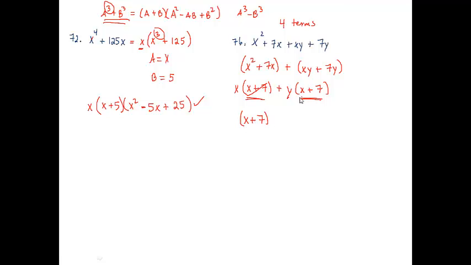And this time, you are left with x plus y. And look in both groups. The x and the 7 have nothing in common. The x and the y have nothing in common. Therefore, it is also factored completely.